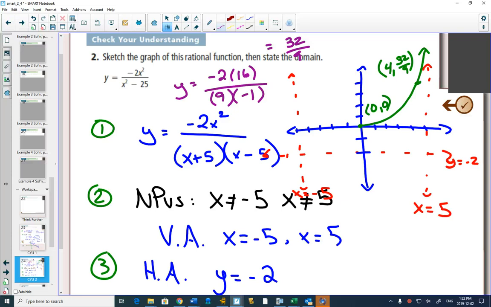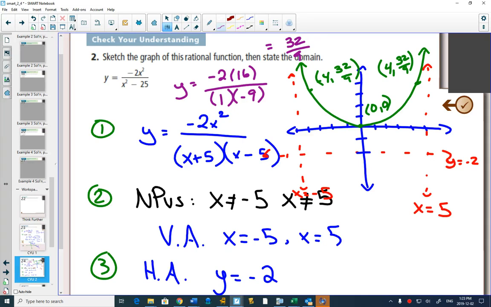If you plug in -4, well, -4 squared is still 16. -4 plus 5 is 1. -4 minus 5 is -9. You get 32 over 9 again. And so it goes up towards the asymptotes in both situations.